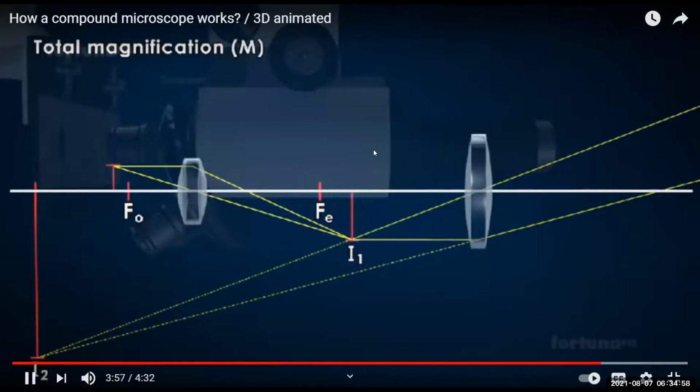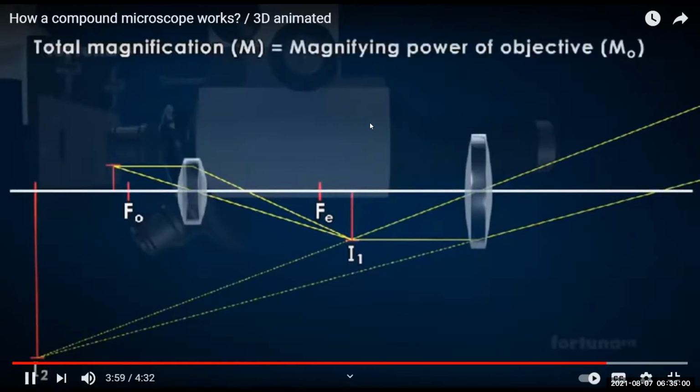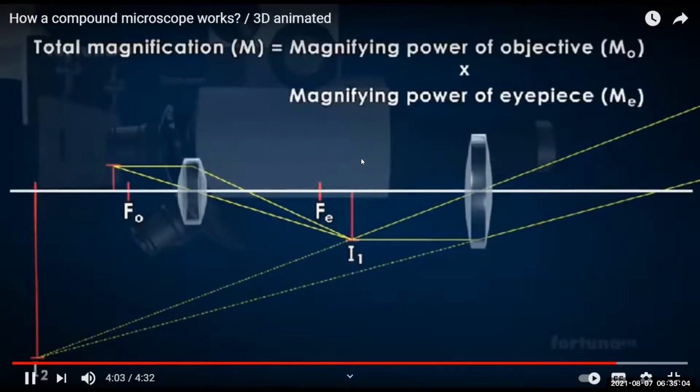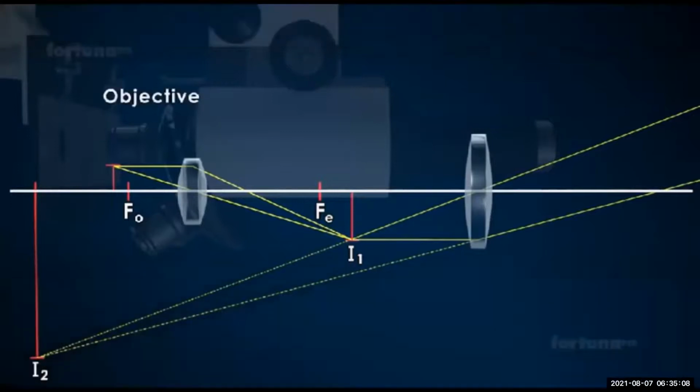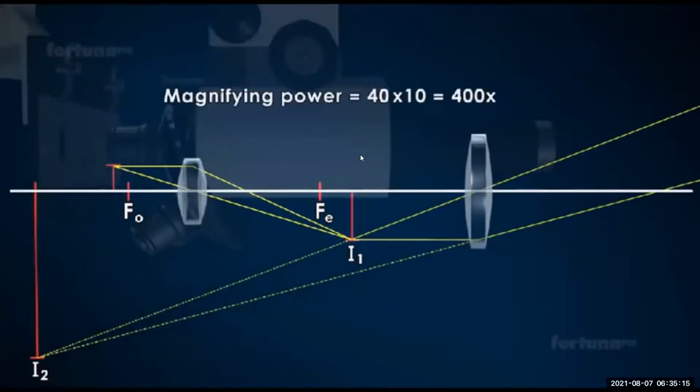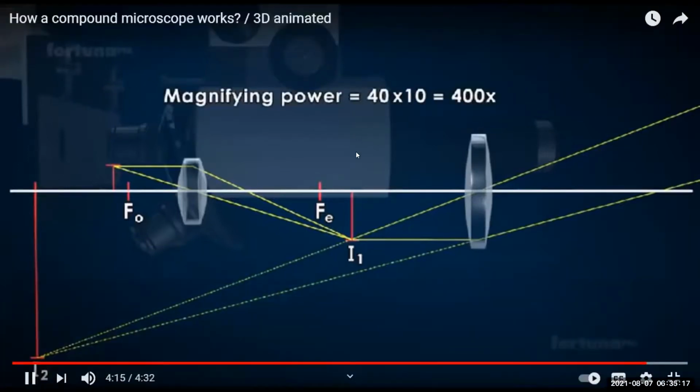Magnification of a compound microscope is the product of the magnifying power of the objective and the magnifying power of the eyepiece. For example, if the objective has a magnification of 40x and that of the eyepiece is 10x, then the magnifying power of the microscope is 400x. So by this example, you might have understood how we calculate the magnifying power.